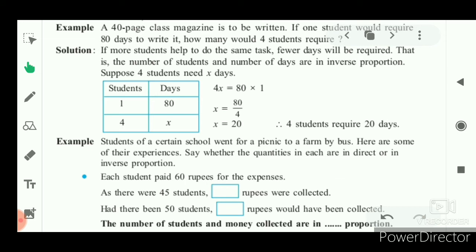Another example, a 40-page class magazine is to be written. If one student would require 80 days to write it, how many days would 4 students require?